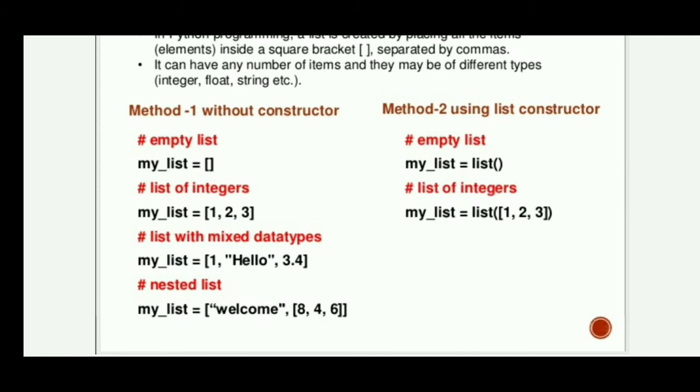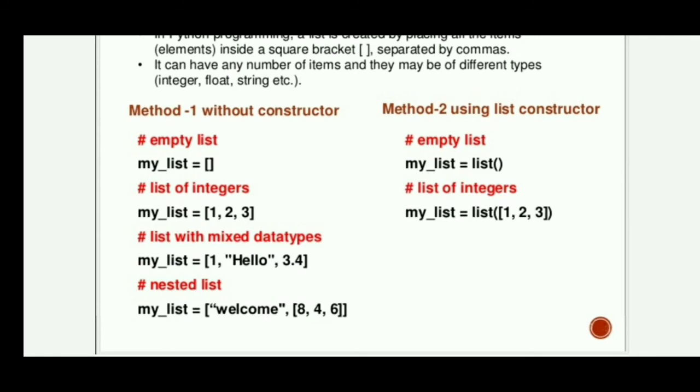Next type, list of integers. my_list is equal to square bracket 1 comma 2 comma 3. Here 1, 2, 3 are the elements, all separated by commas and written together inside the square brackets. Next, mixed data type. my_list is equal to 1 comma "hello" comma 3.4. Let us observe this. In case of numbers, we don't need to write single or double quotes, but when you are using a string, you must provide double or single inverted commas. Here hello is written inside double inverted commas. After that the value is 3.4, which is a float.